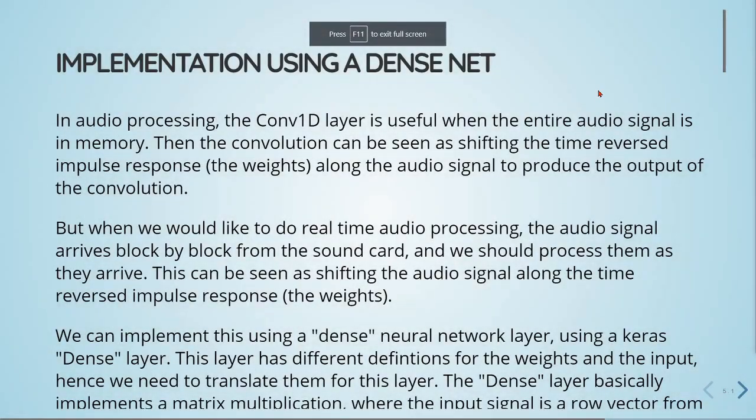In audio processing, the conv1d layer is useful when the entire audio signal is in memory. Then the convolution can be seen as shifting the time reversed impulse response, the weight, along the audio signal to produce the output of the convolution.